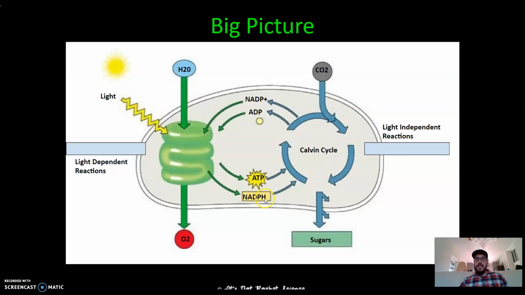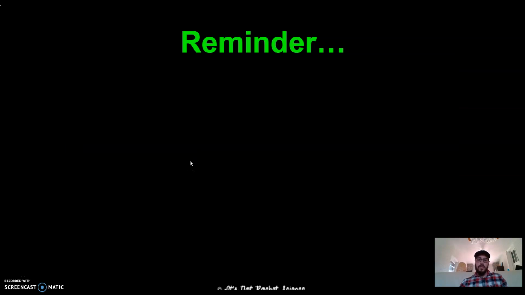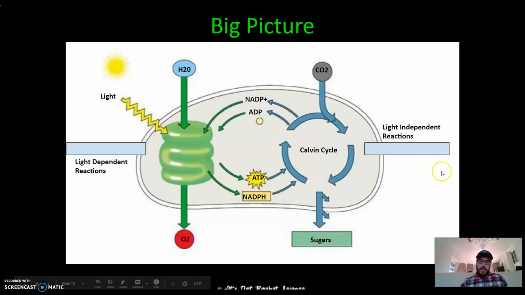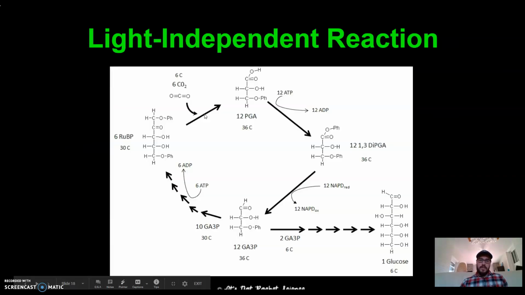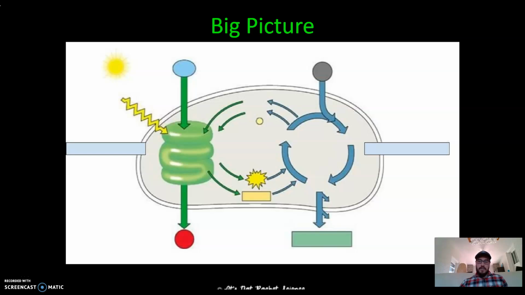And our H's get split off of our NADP+. So now NADP+ has to go back here, back to our thylakoid, hook up with water, and start the whole process all over again. So this is the big picture. This is what I want you to know. This is money. This is everything that you need to know about photosynthesis in one slide.